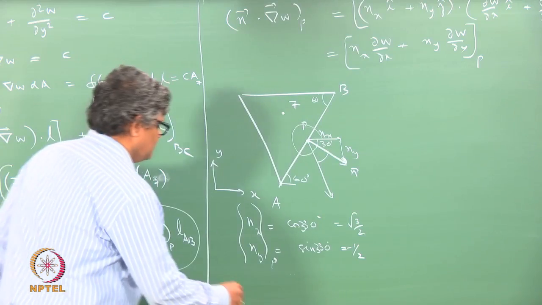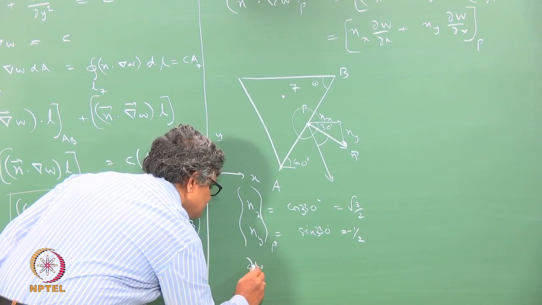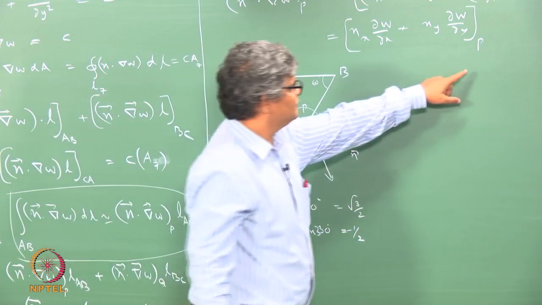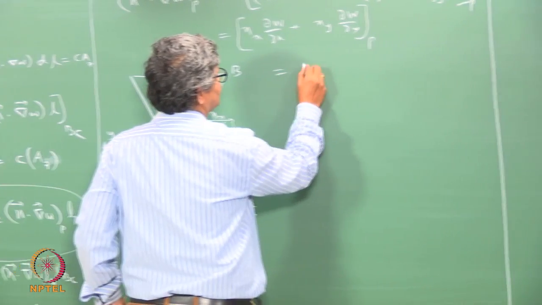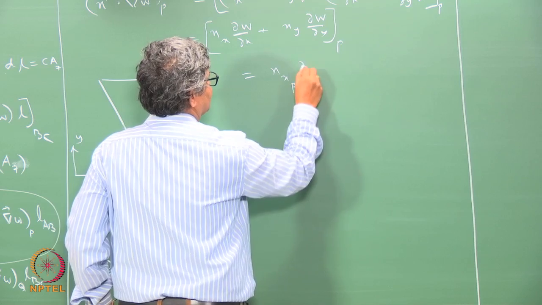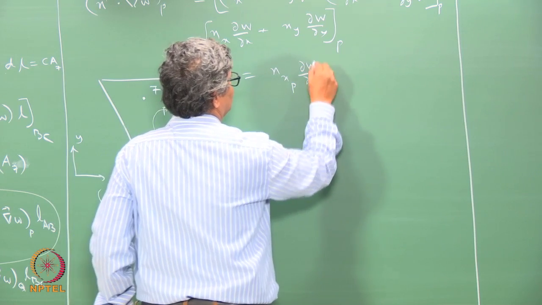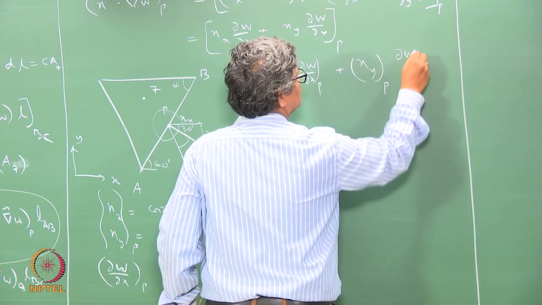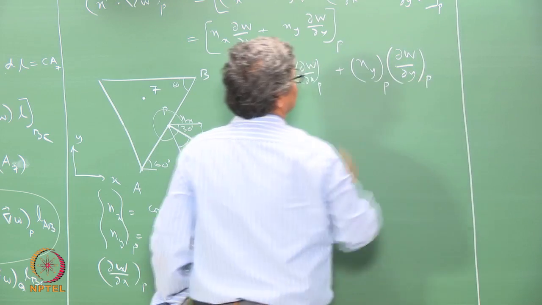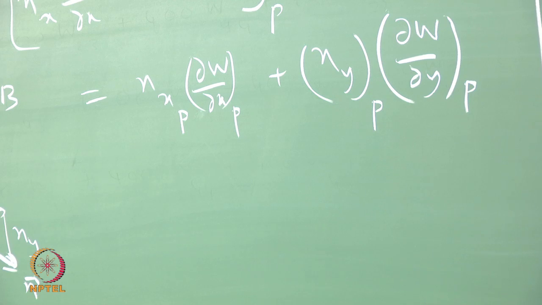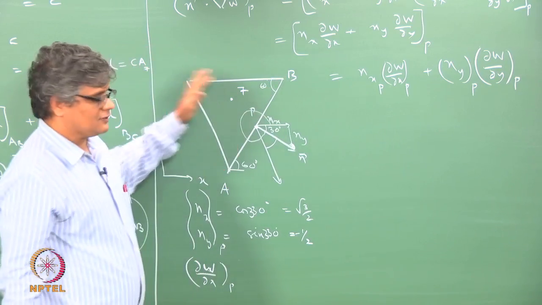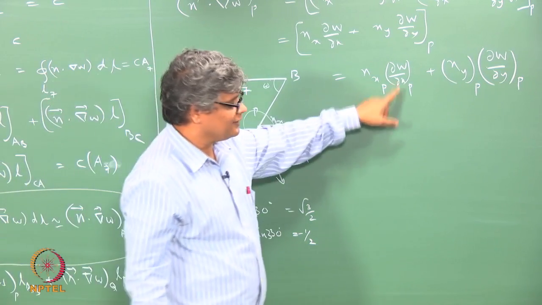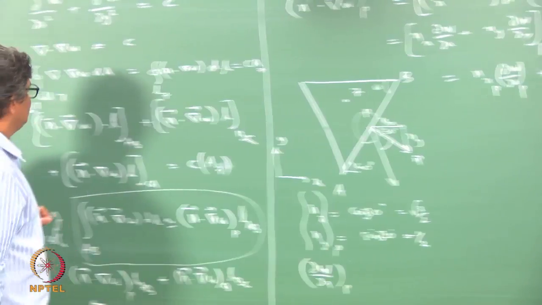So in this way we have no special difficulty in working out what nx and ny are for the point P. Now we need to get dou w by dou x at point P because we need to evaluate this. So we are writing this as nx at point P times dou w by dou x at point P plus ny at point P dou w by dou y at point P. So, each of these is being estimated from the geometry of this triangle, and the side here we evaluate nx and ny, and the gradients here are evaluated from the difference between the neighboring points.